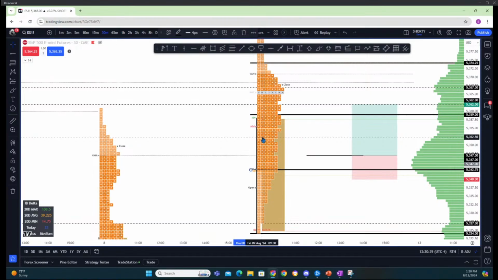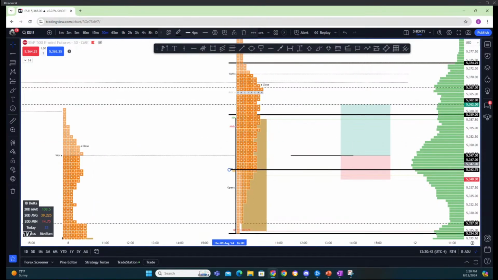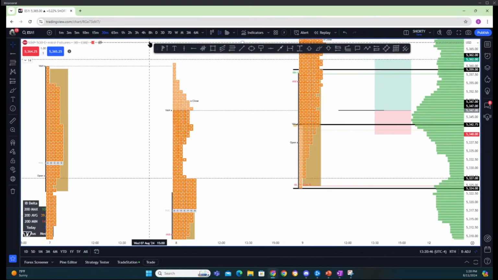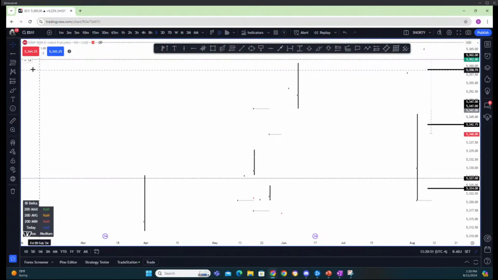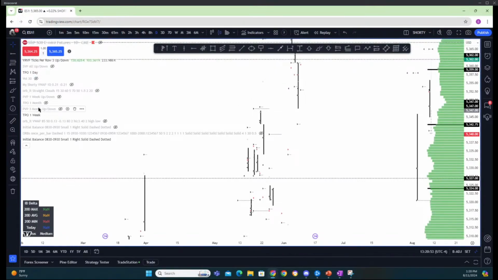Can you point that level out in the chart again, please? Yeah, so that is a year-to-date POC. So if you guys go on higher time frames, let's see, we look at PVP here.